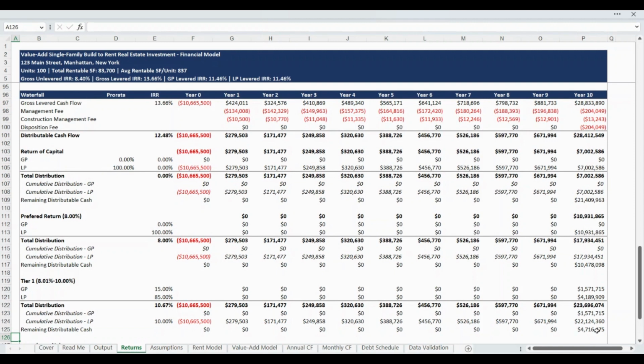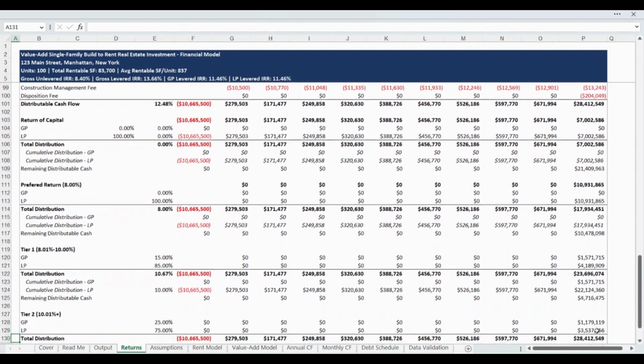The waterfall distribution is pre-programmed as a return of capital to limited partners, an 8% preferred return to limited partners, and then a two-tier promote structure. The first promote tier is 15% of the return over 8% but less than 10%, and the second tier is 25% over 10%.